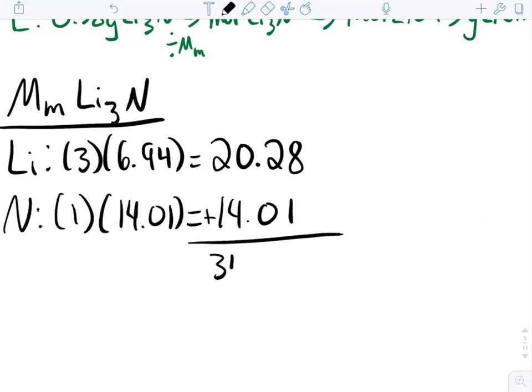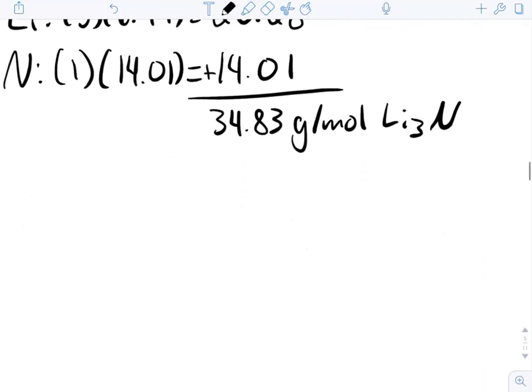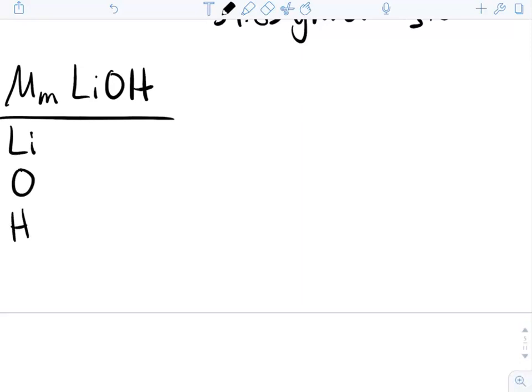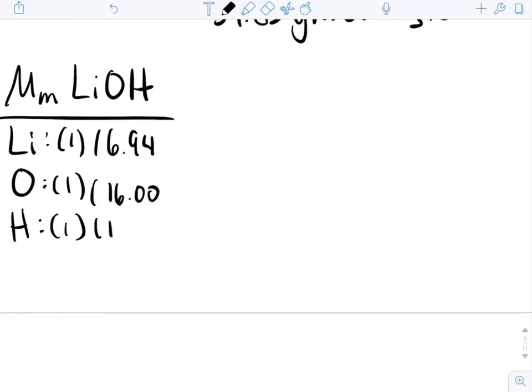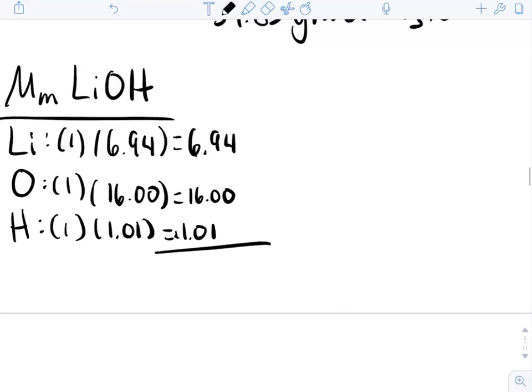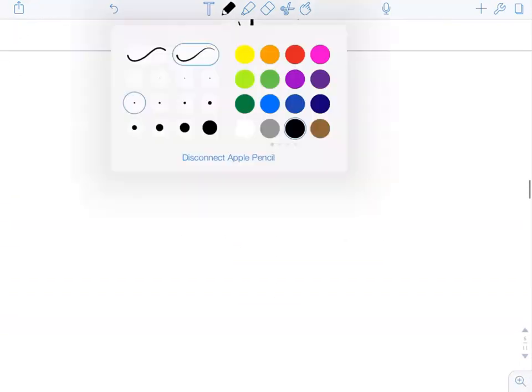But I will show you how we work it out. So there's the Li3N, and then for LiOH, okay, so now we're ready to set this problem up.